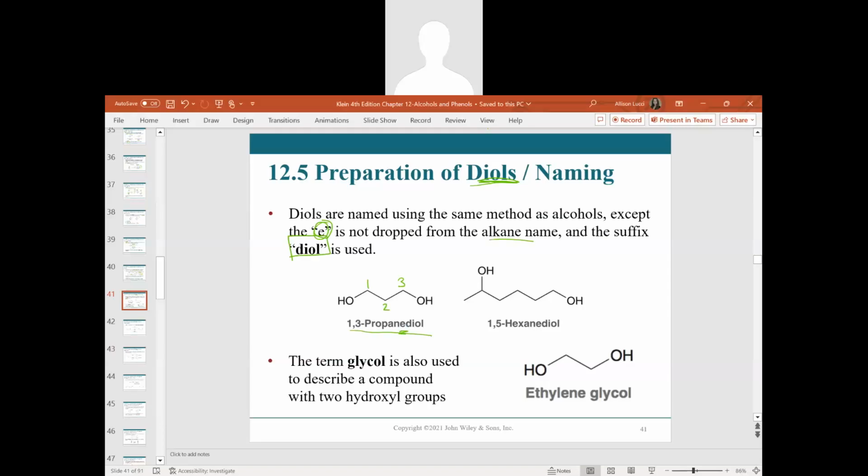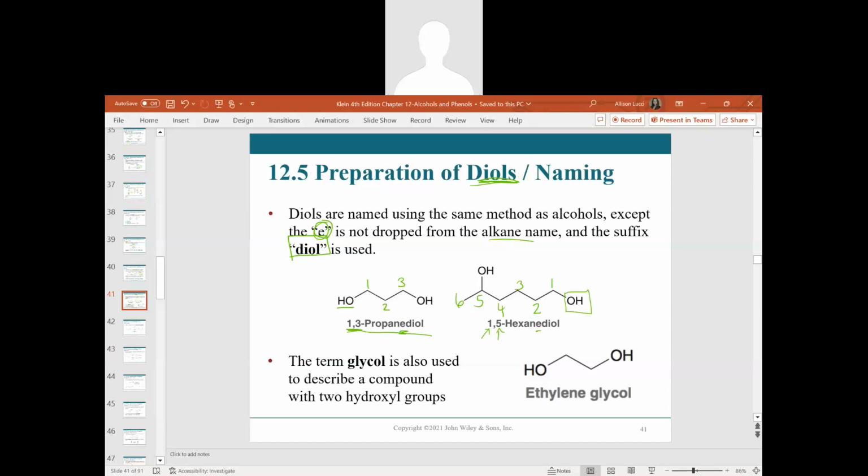3 carbons, and then on carbon 1, we have a hydroxyl group, and then on carbon 3, we have a hydroxyl group. In this case over here, we have 1, 2, 3, 4, 5, 6 carbons, and on carbon 1, so I named this backwards, didn't I? So we would start here at carbon 1. That's why it didn't make sense. 2, 3, 4, 5, 6. So we have our hexane, 6-carbon chain. We keep that. And then there are 2 hydroxyl functional groups, one at carbon 1, the other at carbon 5.